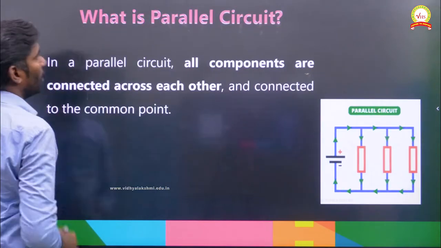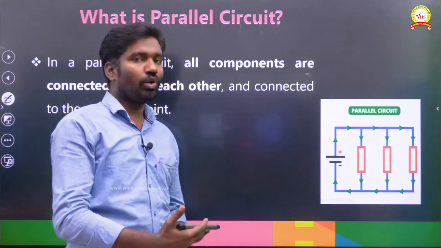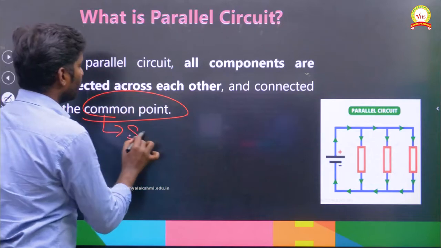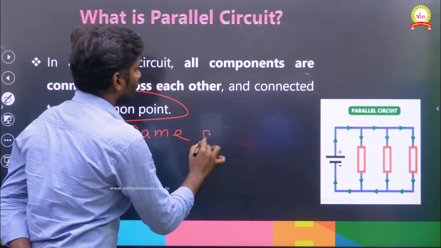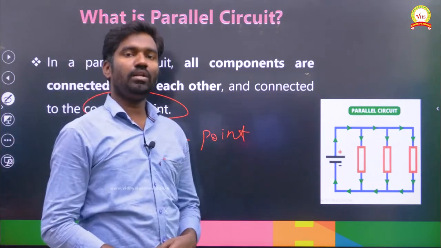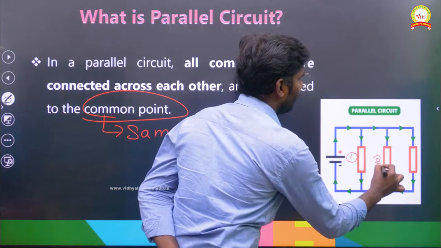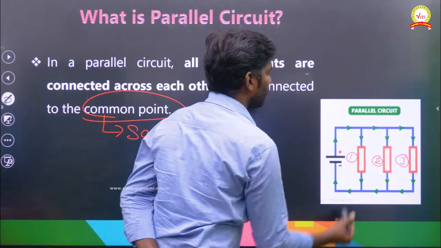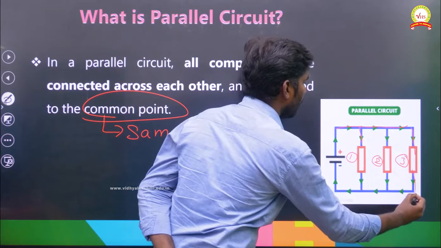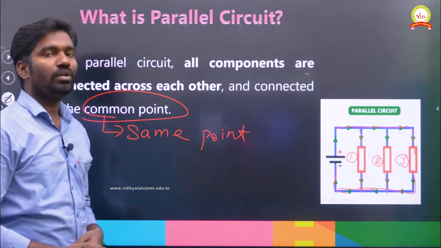The next type of circuit we are having is the parallel. So what is parallel? Whenever the electrical components are connected to the common point, or else you can call it the same point, those types of combination will be called the parallel combination. If you are seeing over here, this is the first electrical component and second and this is the third. All the three are connected along with the same point over here.